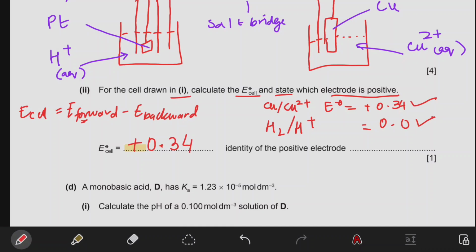Identify the positive electrode. The positive electrode would be copper, because at the copper electrode, reduction would be taking place, and reduction is the gain of electrons.